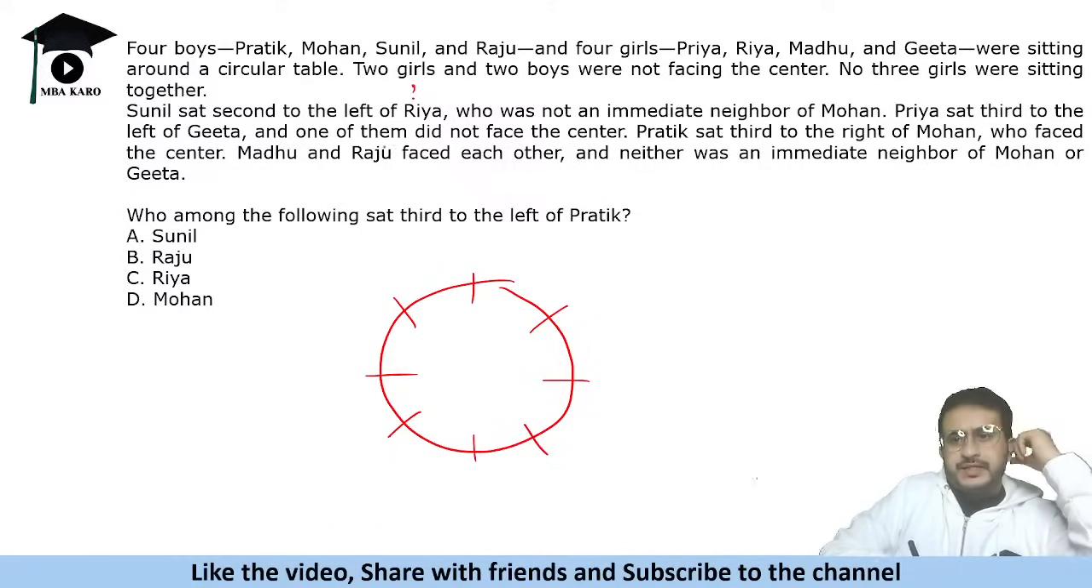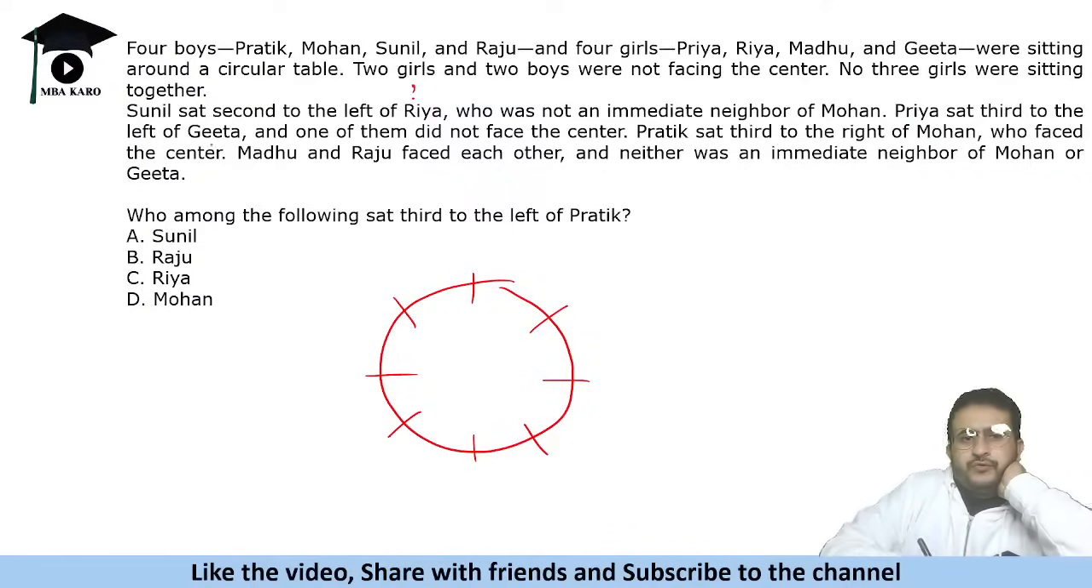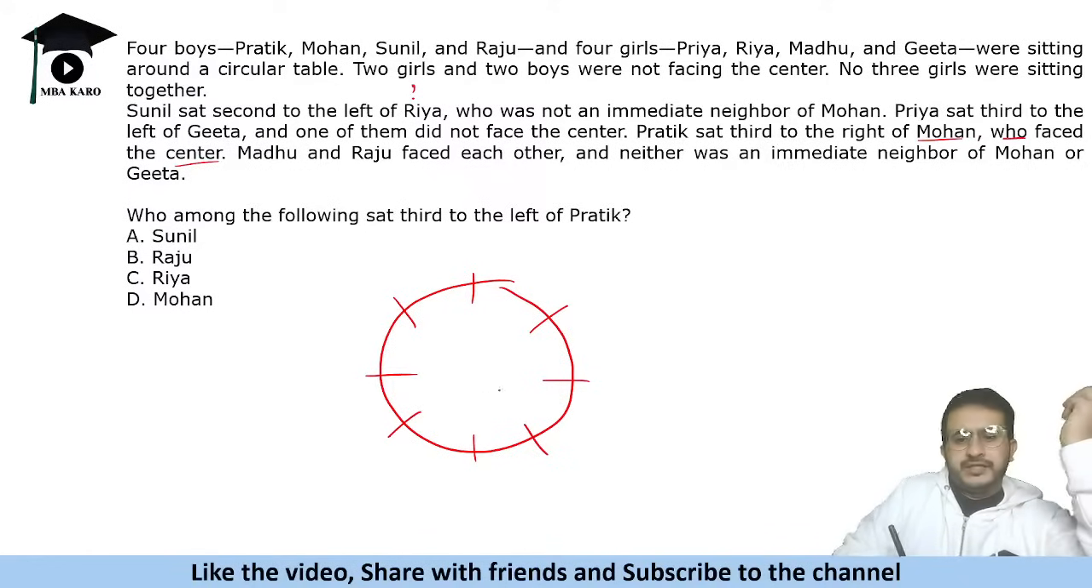Okay. Priya sat third to the left of Geeta, and one of them did not face the center. So one would be facing the center, another one would not. Pratik sat third to the right of Mohan, who faced the center. So we know Mohan is facing the center. So we can start with Mohan.